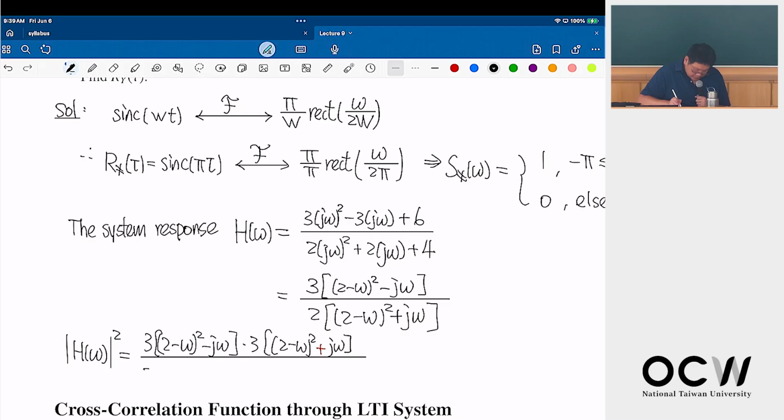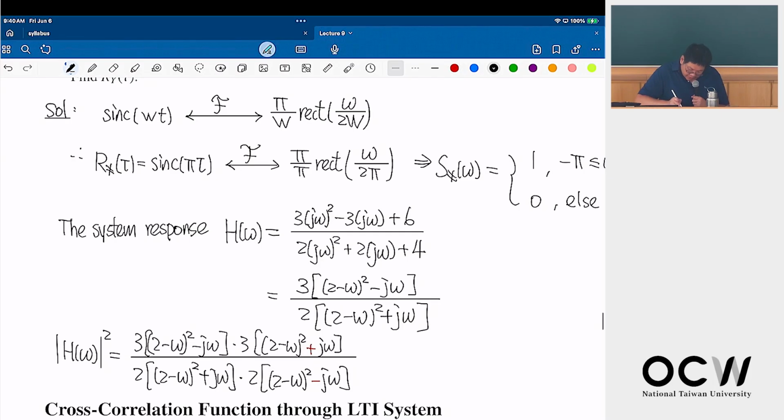Similarly, in the denominator, first is plus j omega, and the second one, because we take the magnitude and square, 2 minus omega squared minus j omega, and we get 9 over 4.